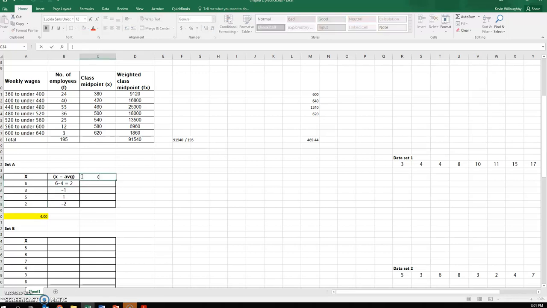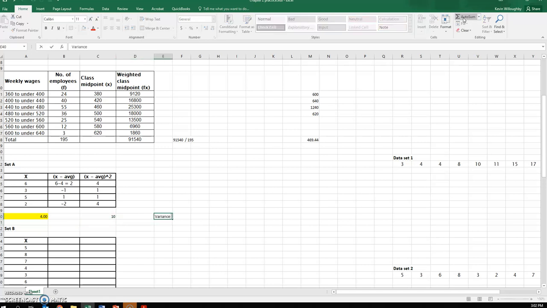And then this last column, x minus the average, squared. So we are basically squaring the answer we found in that second column. So 2 squared is 4, negative 1 squared is 1, and then 4 again. We want to add up these values. So 4 plus 1 plus 1 plus 4, we should see that is a value of 10.